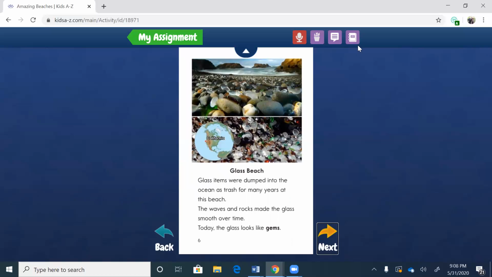All right, let's look at the picture. I see rocks, shiny stuff. Let's look at the country. In this case, it's the United States, so it's in California. Let's look at the heading, glass beach. Glass items were dumped into the ocean as trash for many years at this beach. The waves and rocks made the glass smooth over time. Today, the glass looks like gems.